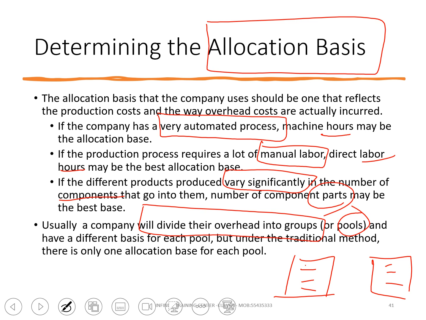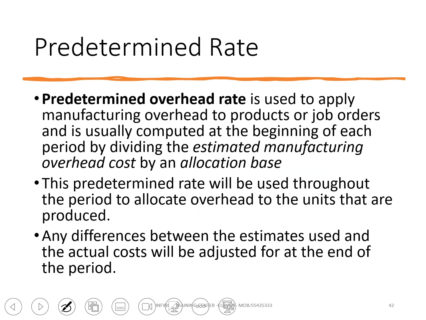So you will have different costs and different cost pools. Then you will take all this cost and divide it by the number of labor hours, or divide it by the number of machine hours. That is how it is going to be allocated. So we will go and see how we will do the allocation.